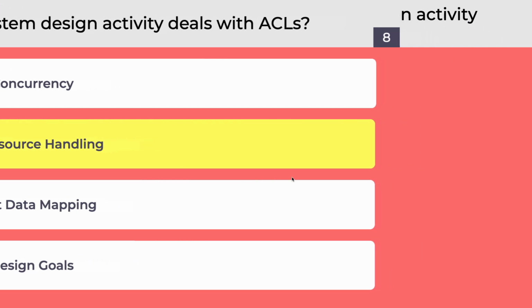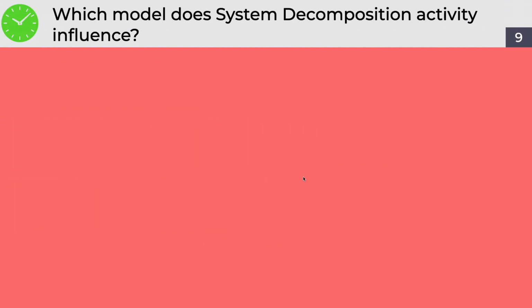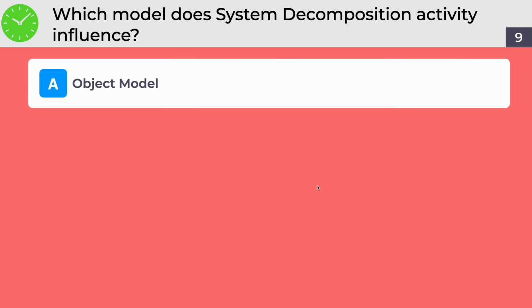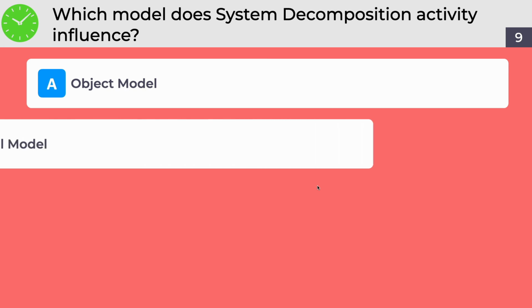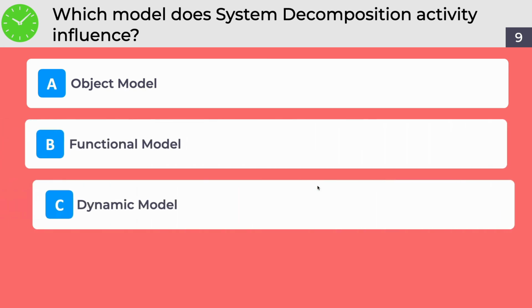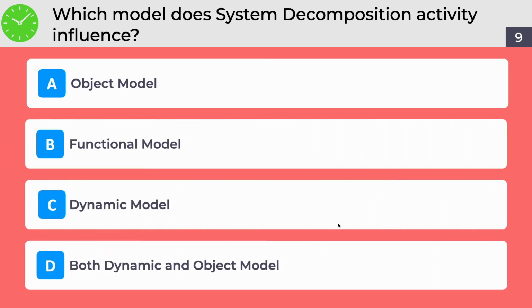Question number 9. Which model does system decomposition activity influence? Object model, functional model, dynamic model, both dynamic and object model. Your time starts now.